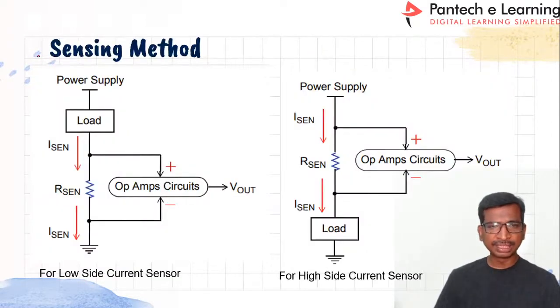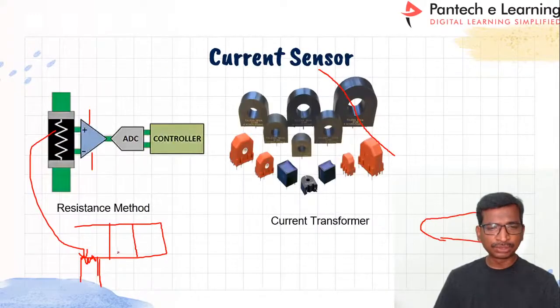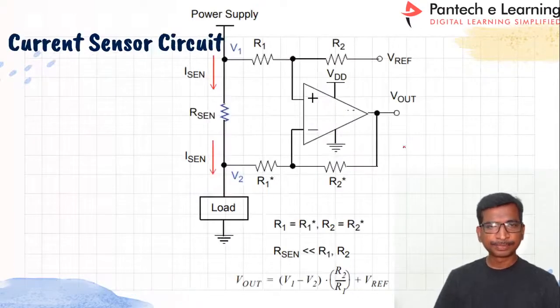So here is the sensing by the shunt resistor method. See, here is the low side current sensor, and similarly this is the high side current. Both are different. Alright, so here you have to connect accordingly, and then the operational amplifier and the voltage follower, then you can get the output voltage. Just take this note: use an instrumentation amplifier to get a proper output voltage.